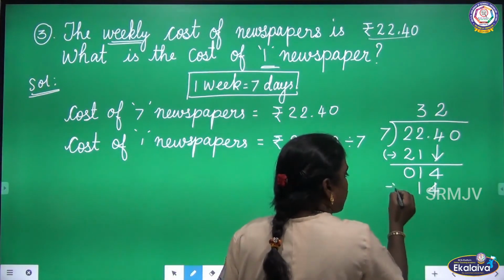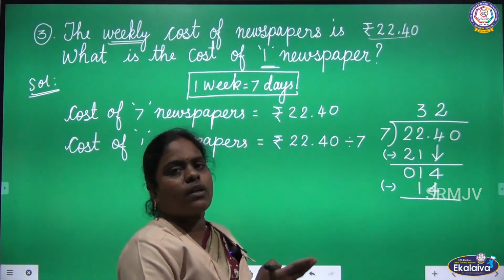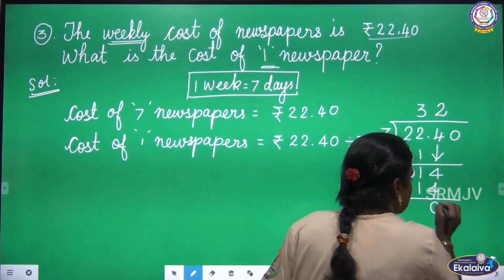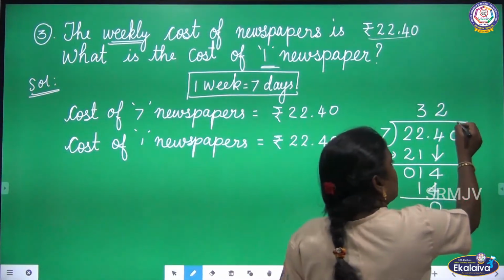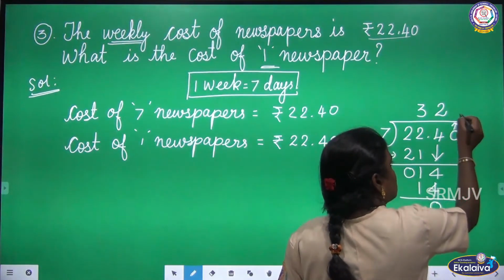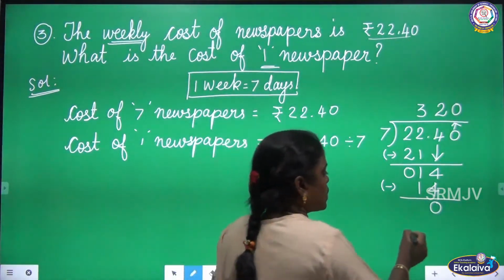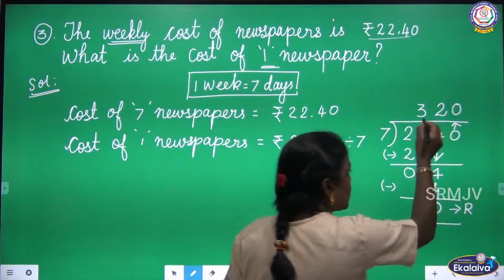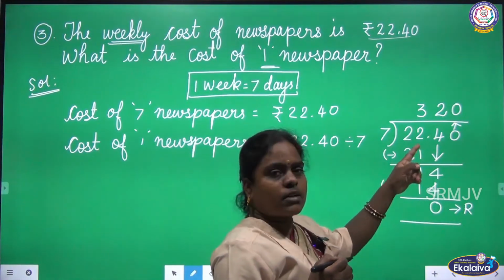The product 14 we can get the second time, that is 7 twos are 14, and if you subtract the numbers you can get 0. Listen, in the dividend also we have 0, that you can write directly in the quotient. So here 0 is the remainder. Look at the quotient, we have 320.